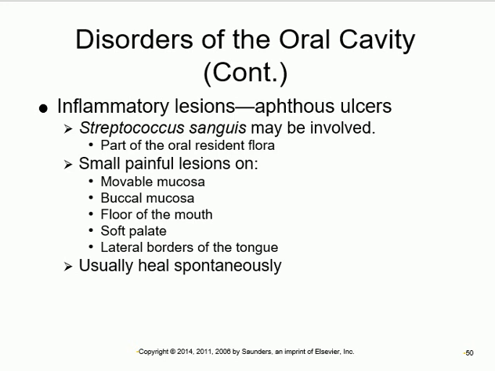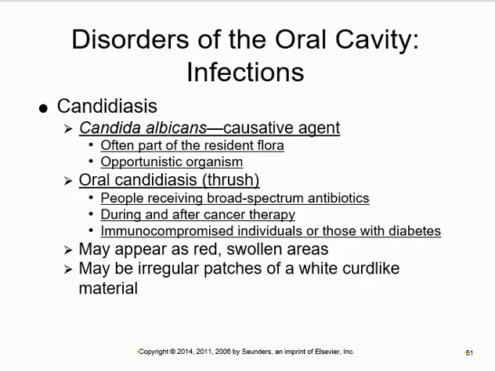Other problems with the oral cavity, something like aphthous ulcer, inflammatory ulcer. These are small ulcers that are painful, and most of the time it's caused by Streptococcus sanguineus. And Streptococcus sanguineus is one of the normal resident flora, but it gets too active. Candidiasis, this is a fungal infection. If you ever seen this before, the patient opens the mouth and you see white stuff in the mouth.